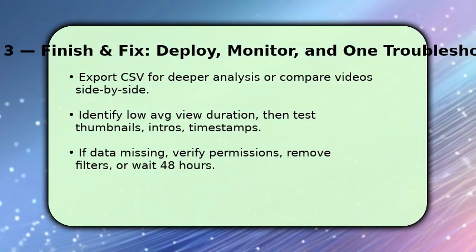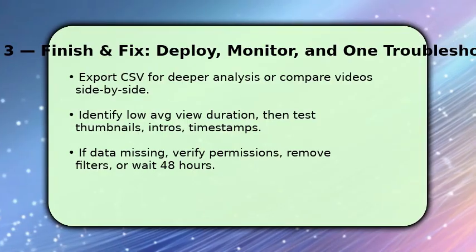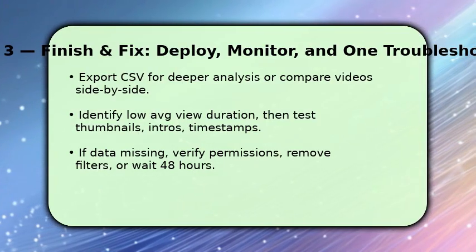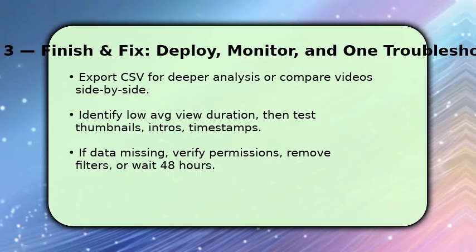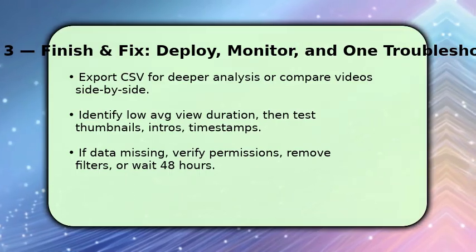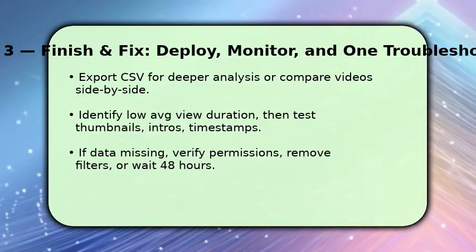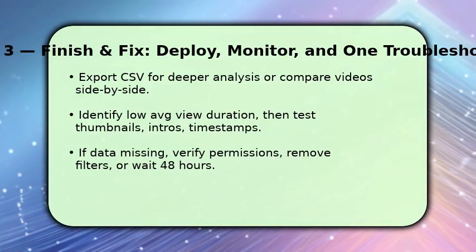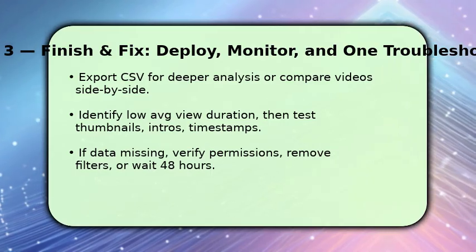To finish, analyze patterns and take action. Export the CSV for spreadsheet work and compare top videos side by side. Look for low average view duration or steep drop-off points. Once identified, improve thumbnails, tighten the intro, add chapters or timestamps, and test different titles.